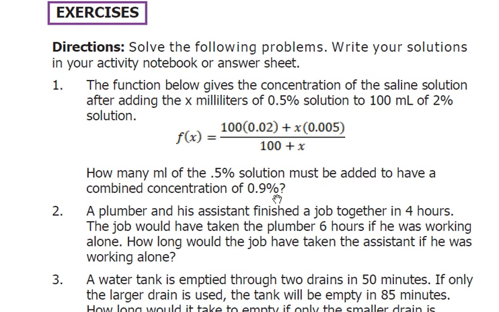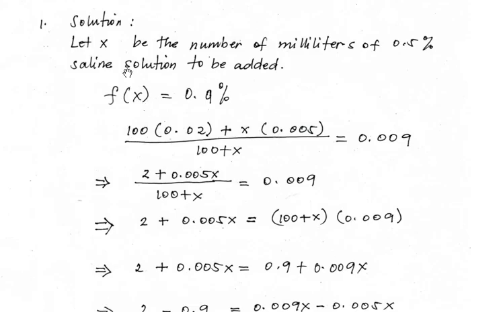So we set f of x equals 0.9%. This is the goal of this problem, and we are looking for x. How many milliliters are to be added to the present 100 ml? Okay, so we have this equation. Equate it to 0.009, the equivalent of 0.9%.